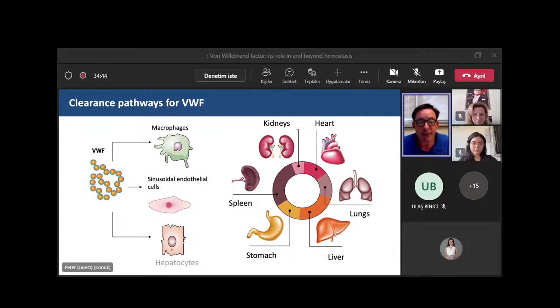Since sinusoidal endothelial cells can be found in different tissues and macrophages can also be found in different tissues, it's not surprising that different organs are able to contribute to the clearance of VWF. In particular, the liver and the spleen are relatively important for the clearance of VWF via the macrophages and the sinusoidal endothelial cells.